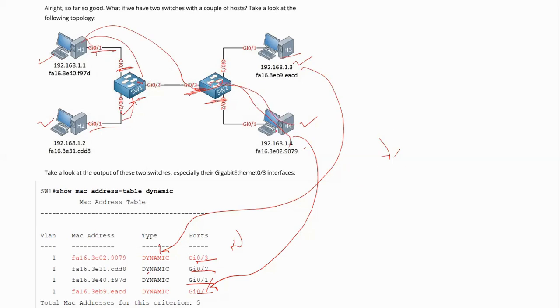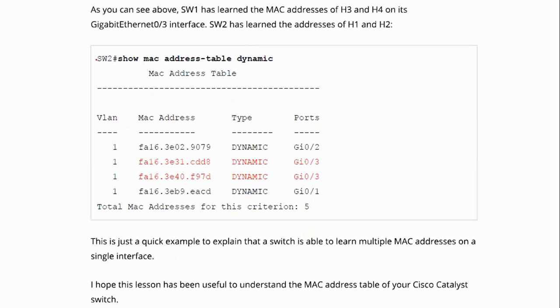Now the same for S2. For S2 also, these are the two which are connected to S1, and this is the uplink interface. So this is a quick example to explain that a switch is able to learn multiple MAC addresses on a single interface. Now we are coming to the next topic.